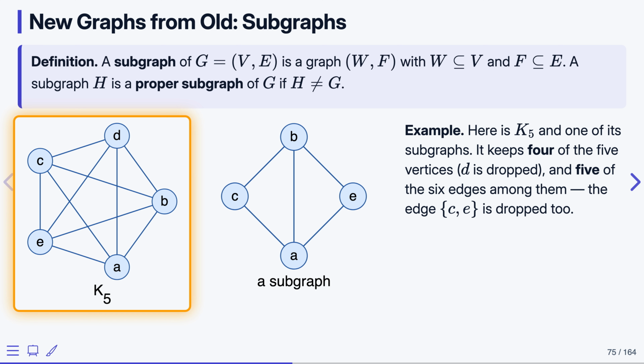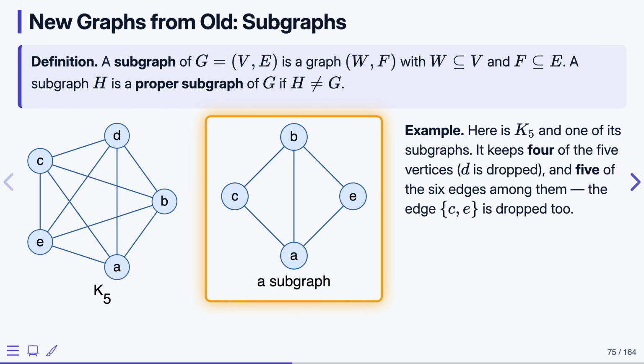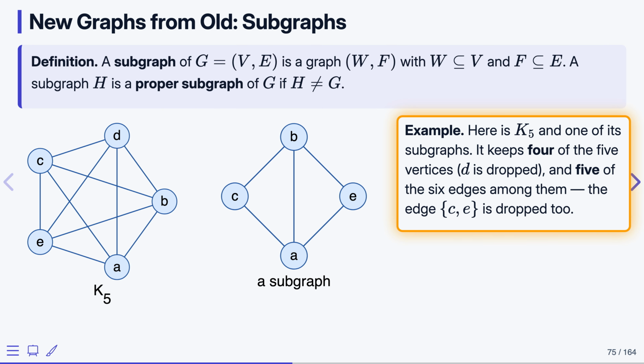Look at the example. The first picture is K5, the complete graph on 5 vertices. Beside it is a subgraph. It keeps only 4 of the 5 vertices, because vertex D has been dropped. And among those 4 vertices, K5 had 6 edges, but the subgraph keeps only 5 of them. The edge from C to E is gone.